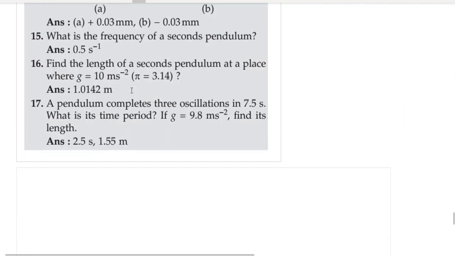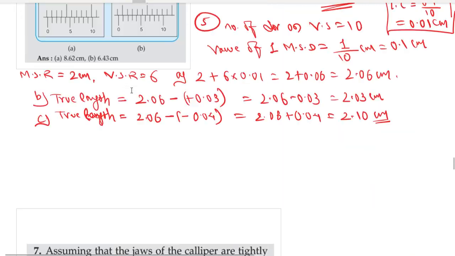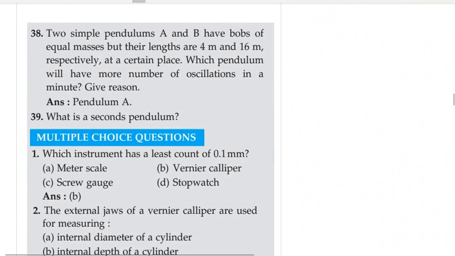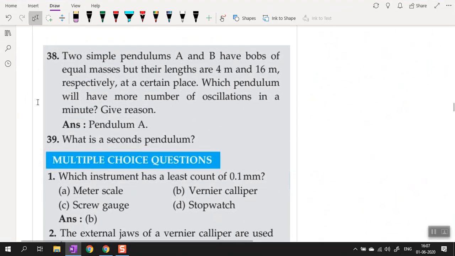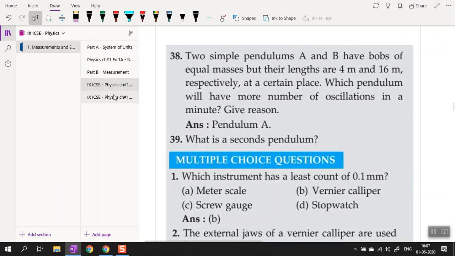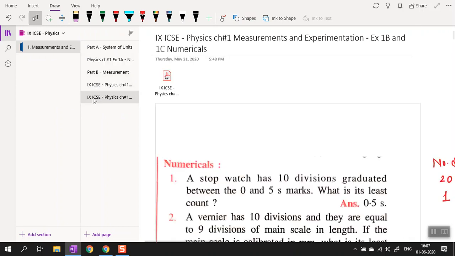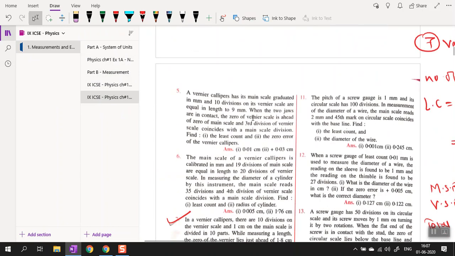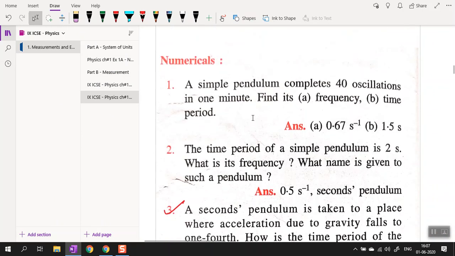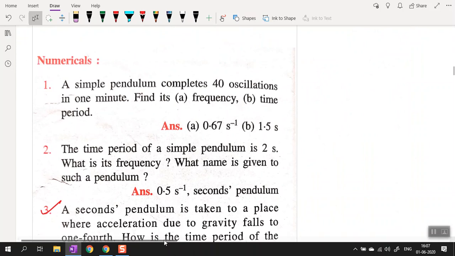So that is done. Okay, so there are no more doubts over here. So all the doubts of your vernier calipers and screw gauge are completed. Let's move on to the doubts of pendulum. Okay.